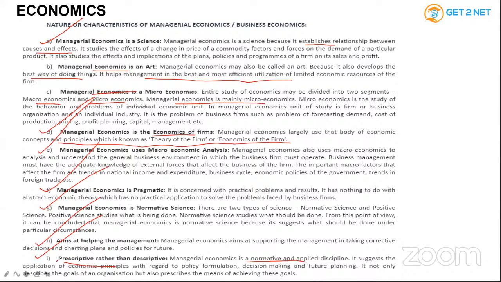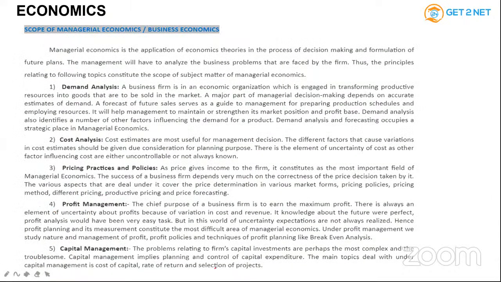It suggests the application of economic principles with regard to policy formulation. It does not go for much description. Already predefined things are there. Suppose this situation will happen, you have to tackle it in such a way. These are already laid down. So that is why it is known as prescriptive rather than descriptive. Clear? Clear till this much? Yes, ma'am.